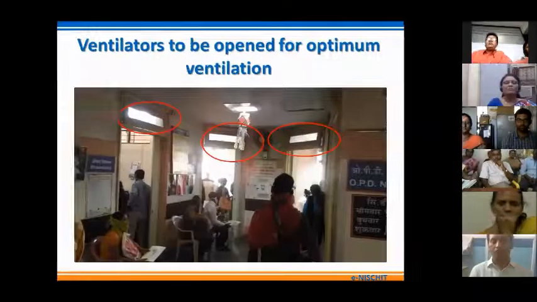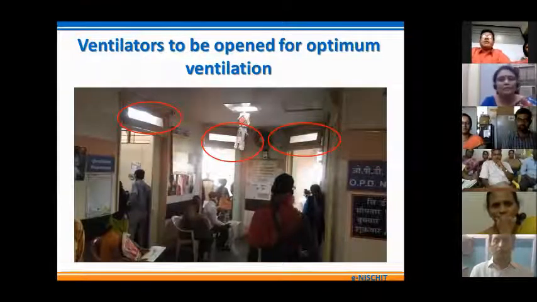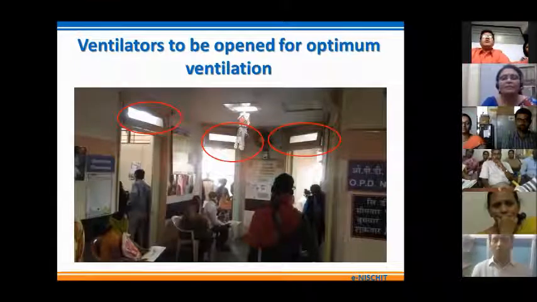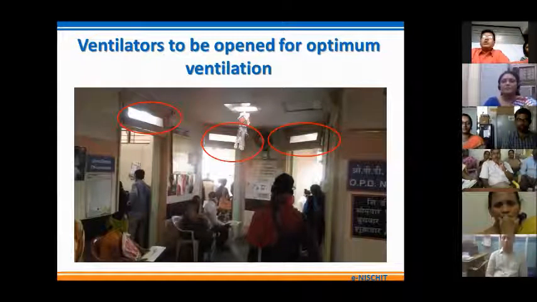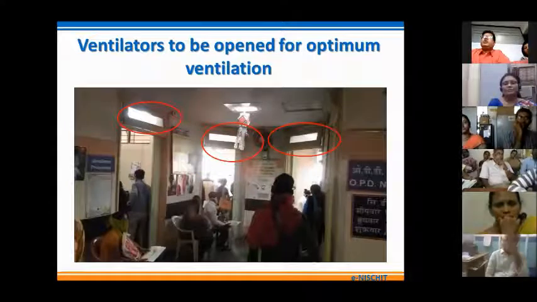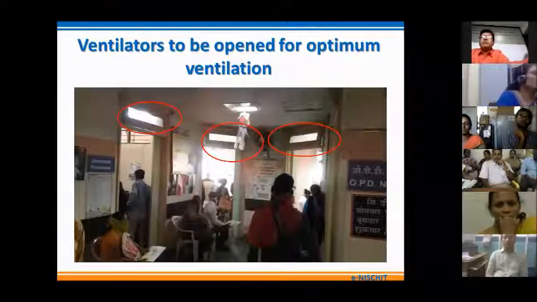And when we see within the centers also, there are a lot of ventilators which are available, but the ventilators usually are found closed. So we have to make a conscious attempt to really open those ventilators so that there is free flow of air. So the hot air which goes up needs to really go through the ventilators out so that the fresh air comes in. Unless the hot air goes out, the fresh air would not come in. So there has to be a constant circulation of air within the centers. Next slide, please.